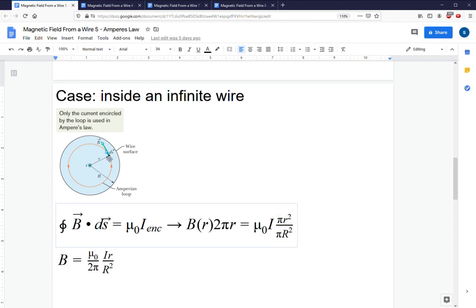Little r is the radius of our Amperian loop, and so it's the radius of where we're looking for a magnetic field, and big R is the radius of the wire. Now you'll notice that these pi's can cancel. So with this formula, rearranging, solving again for B of r, we get that the magnetic field is equal to mu sub naught over 2 pi times I. This, by the way, is the total current, not the I enclosed, but the total current through the entire wire, times little r over big R squared.